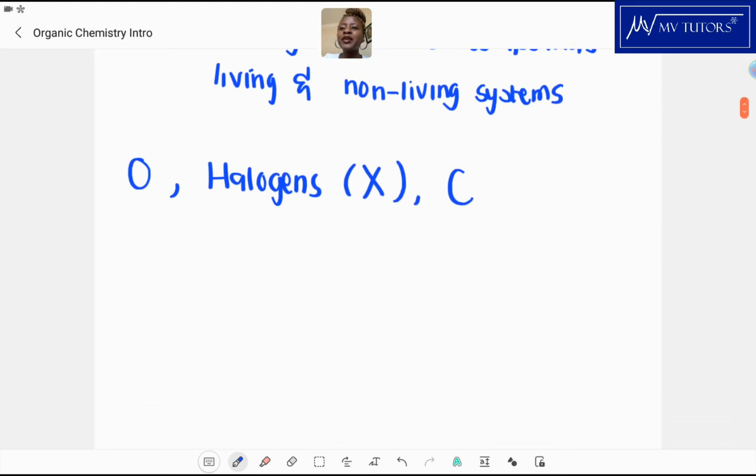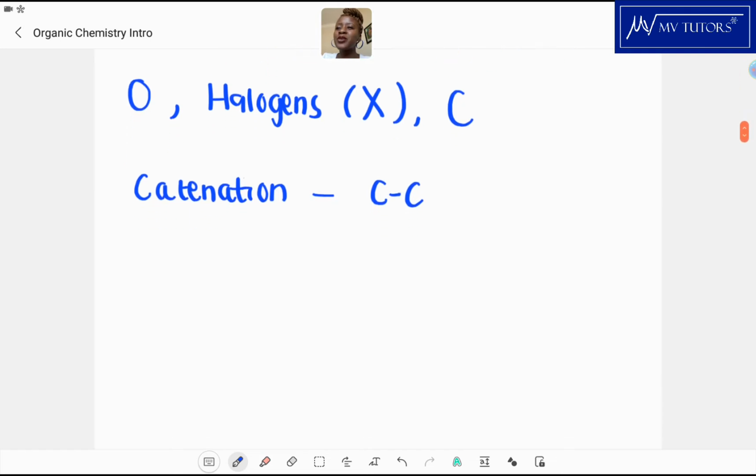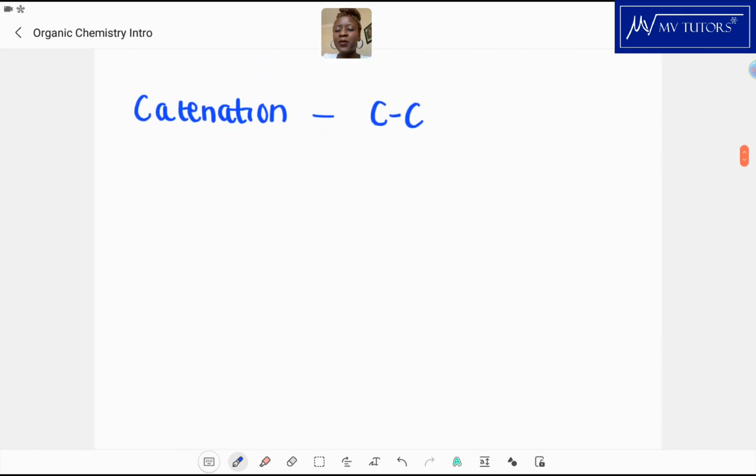And whenever you have carbon attached to another carbon and other carbons and so forth, we call that catenation. Catenation really is just carbon atoms forming chains together or forming rings, but basically it's carbon attached to other carbons. All right, so I'm just going to write C-C here just to say carbon is bonded to other carbons.